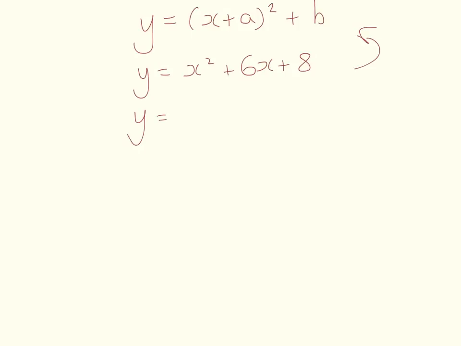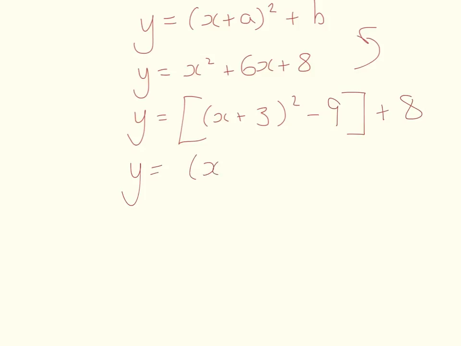What we need to do is the following. We need to half this coefficient here. Half of 6 is 3. We then need to subtract this squared. 3 squared is 9. And then we need to add on 8 at the end. And if we tidy that up, we would have x plus 3 squared take away 1.